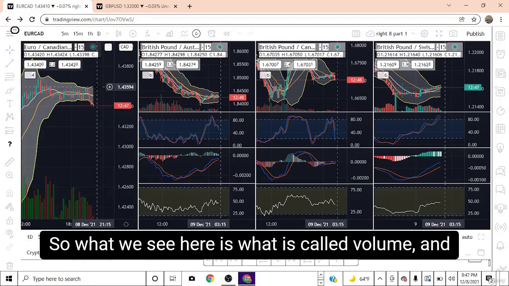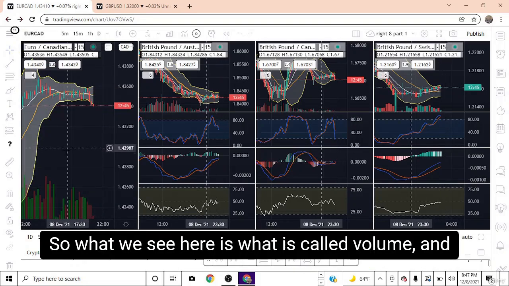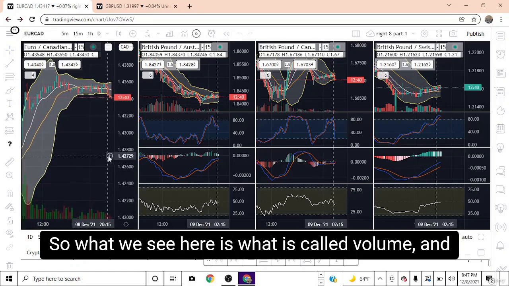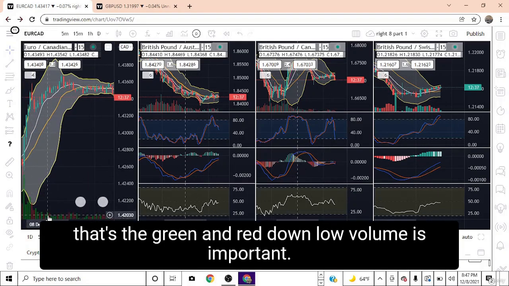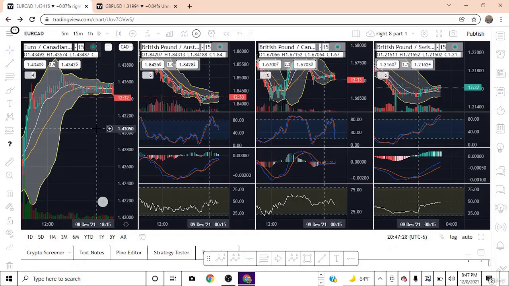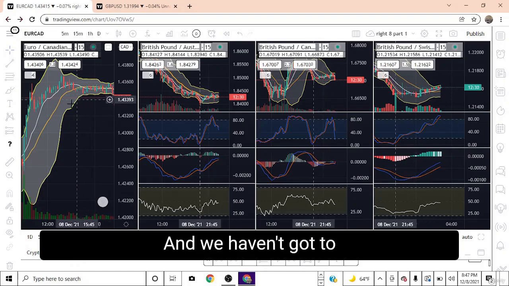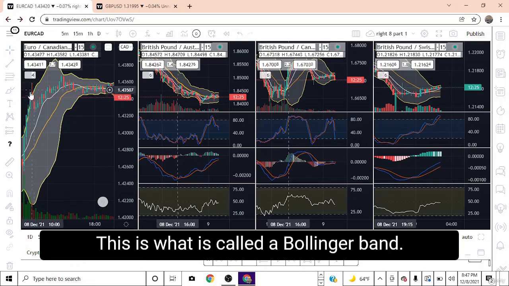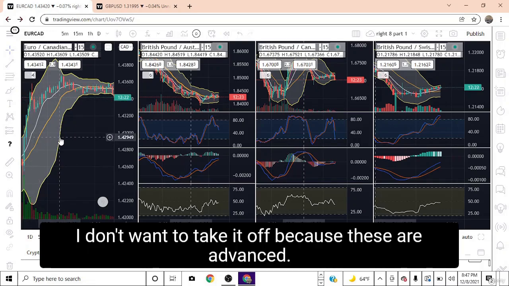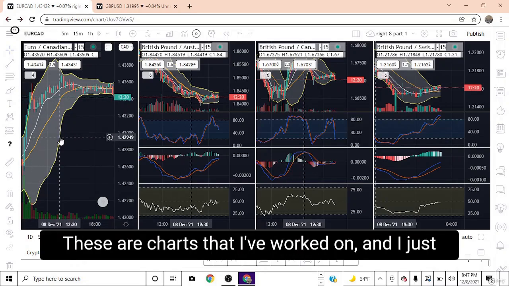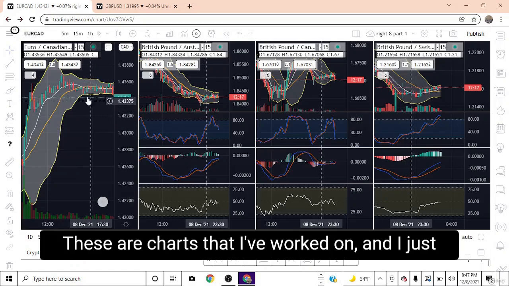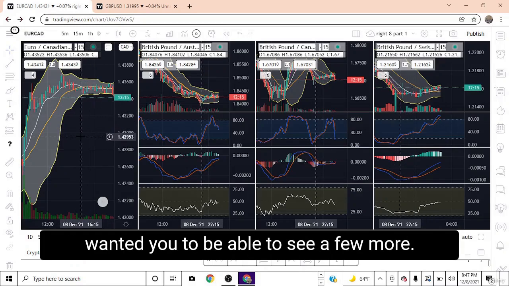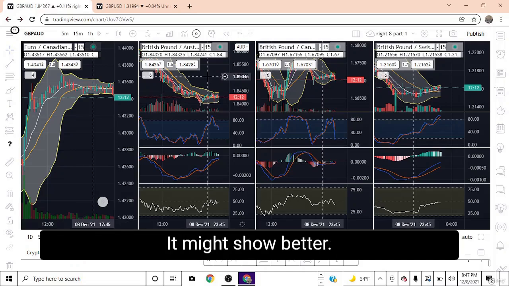Okay, so what we see here is what is called volume, and that's the green and red down low. Volume is important, right? And we haven't got to this particular indicator right here. This is what is called a Bollinger Band. I don't want to take it off because these are advanced. These are charts that I've worked on, and I just wanted you to be able to see a few more. Let's just go to this one. It might show better.